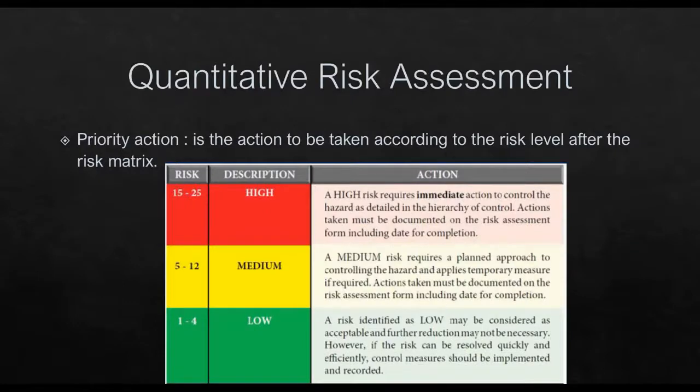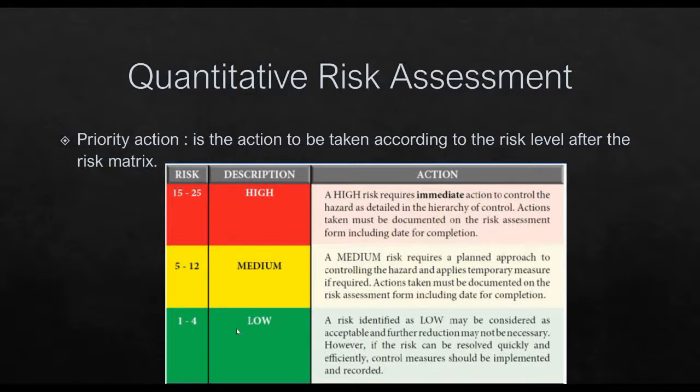So for the quantitative risk assessment also, the priority action is already taken into the range of the high, medium, or low risk level. So this is the action. What is the action to be implemented for the low risk, for the medium risk, and for the high risk? So you can read this action.